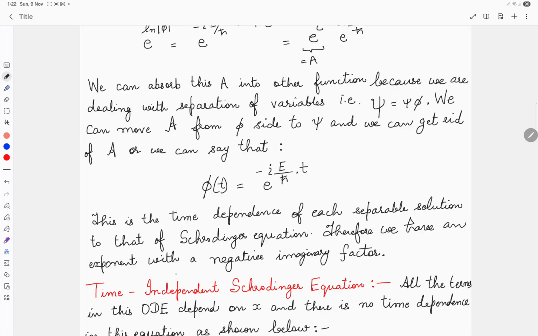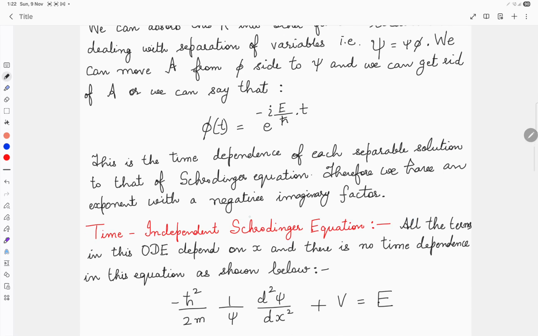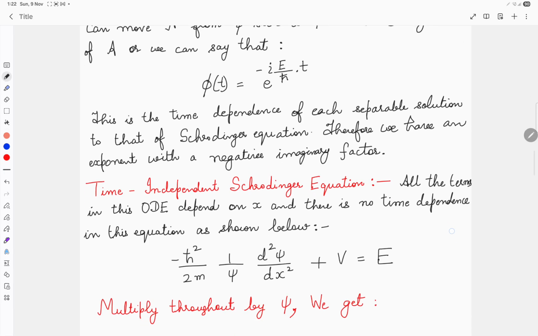Therefore we have an exponent with a negative imaginary factor. So this is my imaginary factor, iota E by h cross, a negative imaginary factor, and the exponential is there. So this is the time dependent solution. Now let us consider time independent Schrodinger's equation.